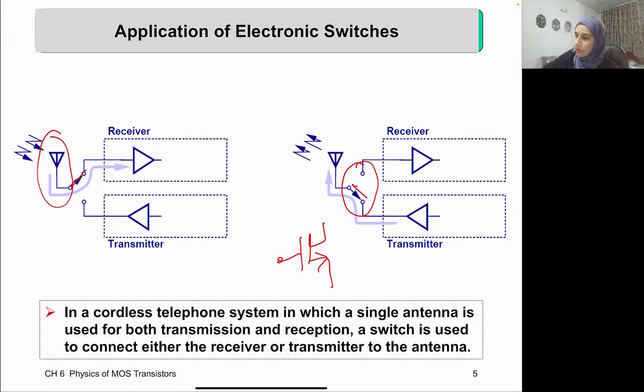One time we can make it open, if VGS is below V threshold, which means the switch is open. And when VGS is greater than V threshold, the switch is closed and it's functioning as we want. The connection is there, but we have to make sure that VGS minus V threshold is greater than VDS, so it's not in the saturation region.